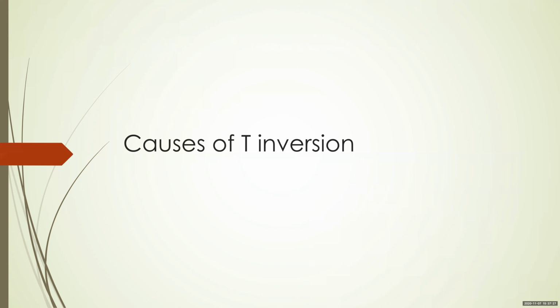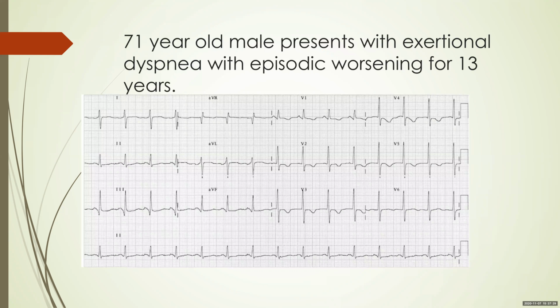Causes of T wave inversions. This is a 71-year-old male who presents with exertional dyspnea with episodic worsening for the past 13 years. You can have a look at this ECG. You can pause the video if required. This ECG shows T inversions in V1, V2, V3, V4, V5, and V6, and maybe some T inversion in lead 3, maybe a very shallow T inversion in AVF. So basically T inversions in the anterior leads.